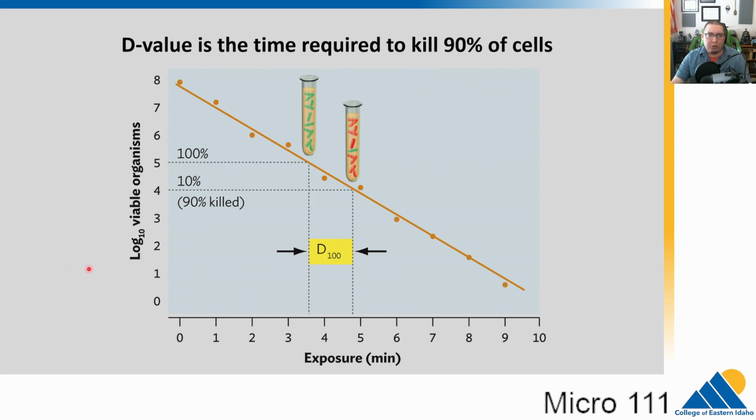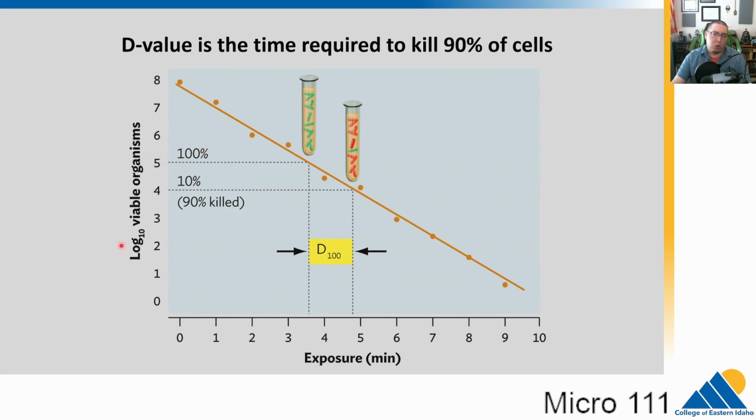One measure is called D-value. It's kind of like a half-life. It's the time that's required to kill 90% of cells. That's really the key that I want you to remember here. And this is used to monitor new cleaning agents and to test them, because obviously if someone comes up with a new cleaning agent, we have to make sure that it actually works before it can be marketed.